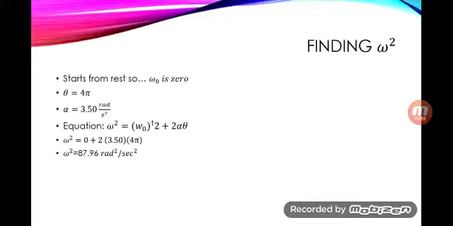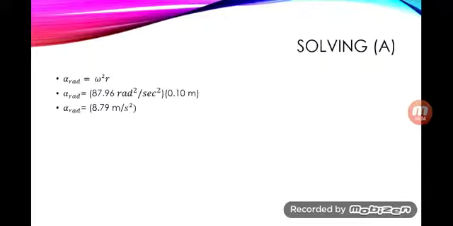It's rad squared per second squared because it's angular velocity squared. Now we plug that in. As we know, a_rad equals the angular velocity squared times r. So we just plug it in: 87.96 times 0.10, and you get 8.79 meters per second squared.